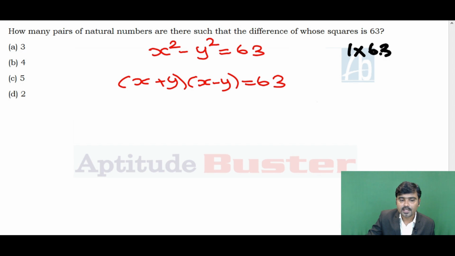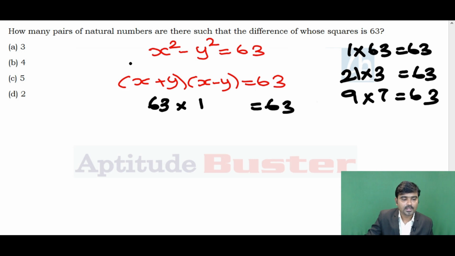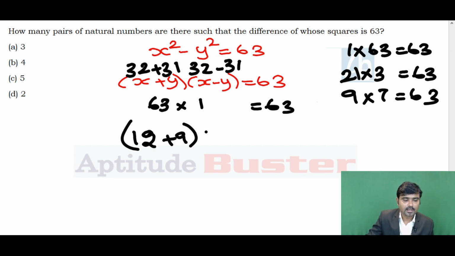1 into 63 is equal to 63, and 21 into 3 is equal to 63, and 9 into 7 is equal to 63. In this case, we need to make 63 into 1 is equal to 63. How is it possible? 32 plus 31, 32 minus 31. Next one, 21 into 3: 12 plus 9 into 12 minus 9, that gives 63, right?